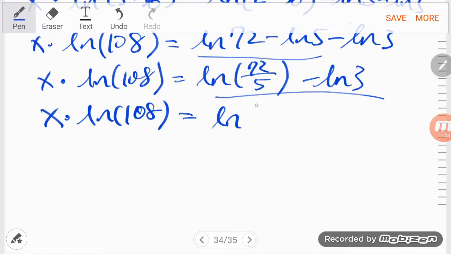Okay, because they said my x should be in the form of ln A over ln B. All right, that's what the form should be for my x. So that's it. That is my final answer.